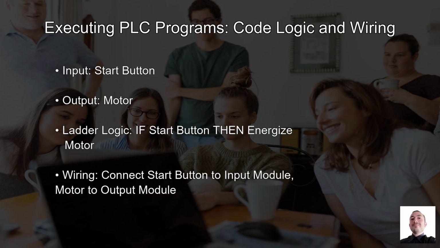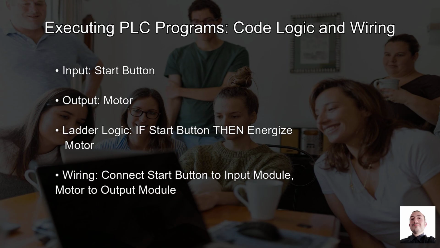Now, let's dive into the execution phase of PLC programming. Imagine your PLC program as a set of instructions that a highly efficient worker follows to automate tasks. The code logic is the blueprint, and the wiring is how you connect these instructions to the physical components. Start by defining your inputs and outputs. For instance, if you're controlling a motor, your input might be a start button, and your output is the motor itself. Next, write your logic using ladder logic or structured text.